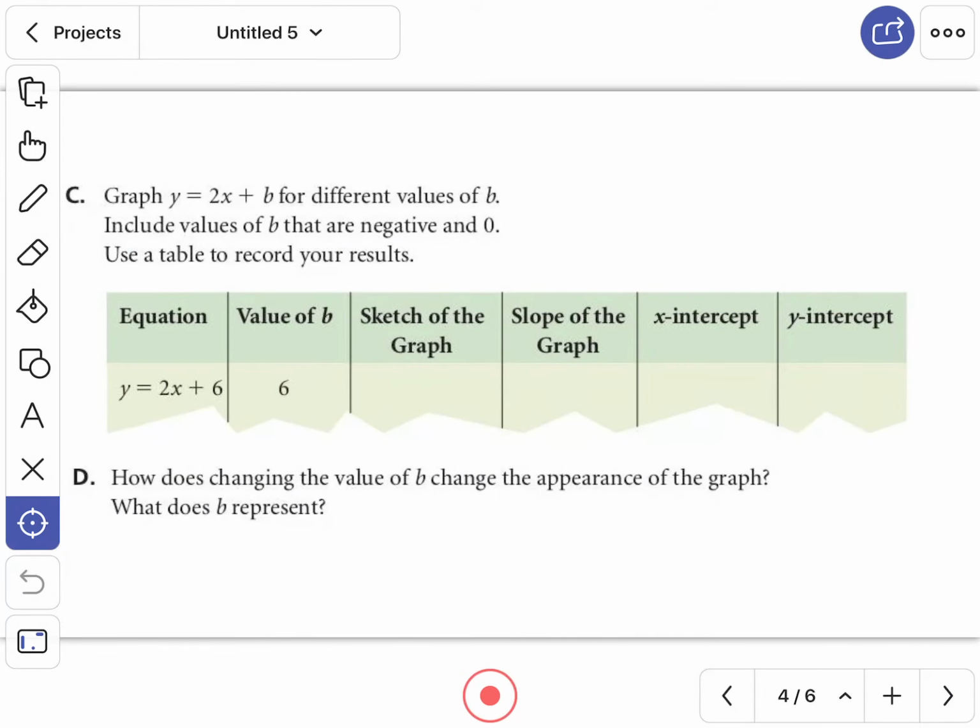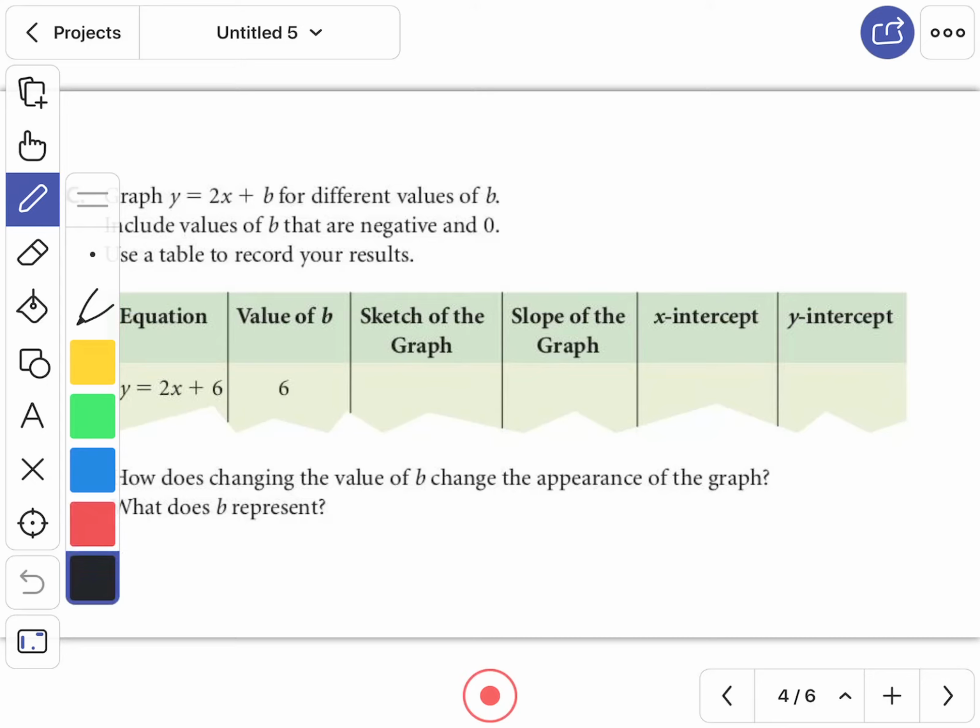Graph y equals 2x plus b for different values of b. We're going to include values of b that are negative and 0. So once again, I'm probably not going to do 6. I'll do negative 2, negative 1, 0, 1, 2, and then maybe I'll put 6 at the end. We're going to record our results and see what we get.